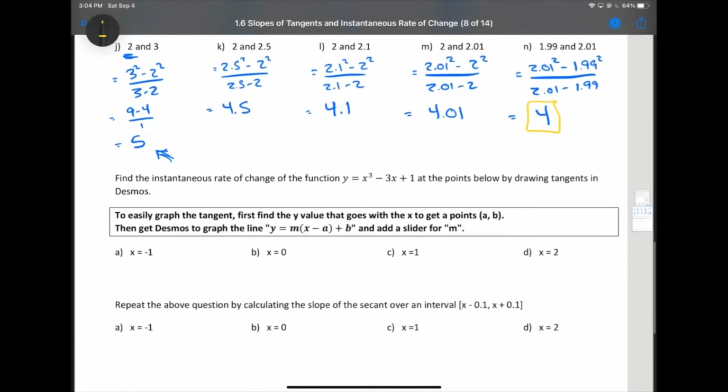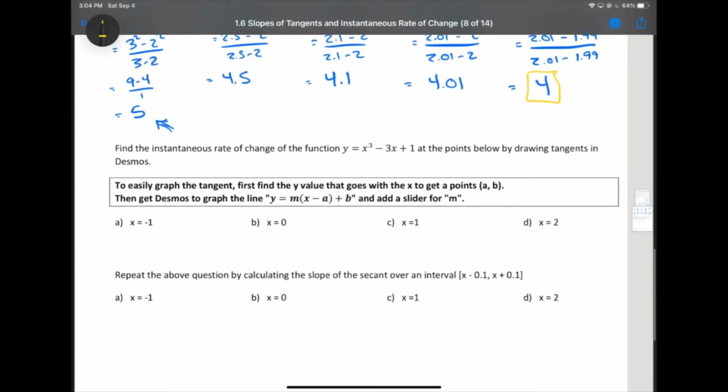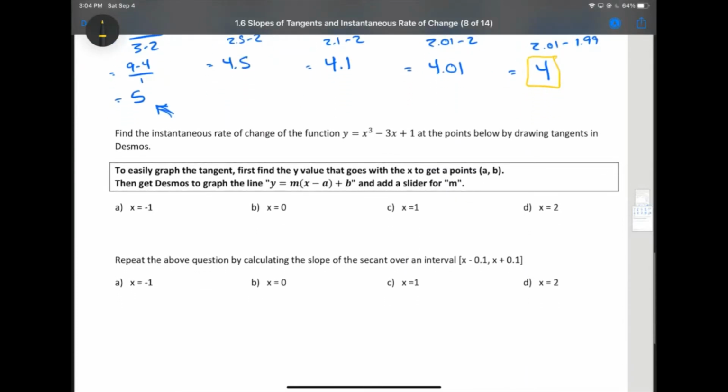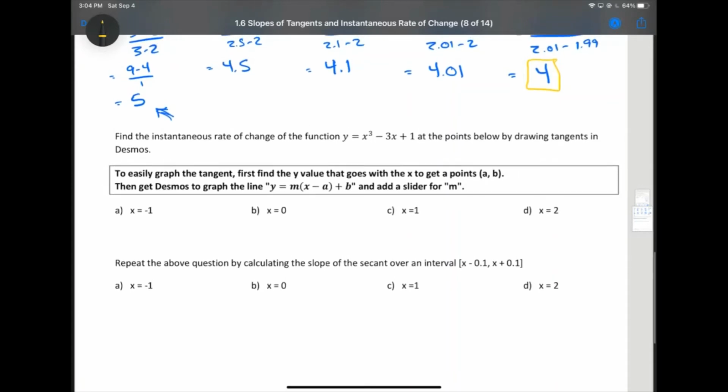And to get a feel for that, let's do this for y equals x cubed minus 3x plus 1. And we'll find the slope approximately at the points listed here. We'll do it first of all by using the graph and trying to just approximate the value pictorially. And then we'll try doing the mathematics, where we go just a little above and just a little below and see what happens.